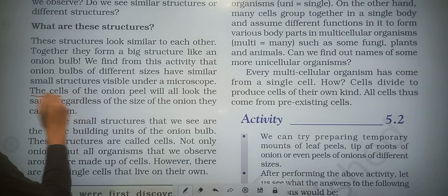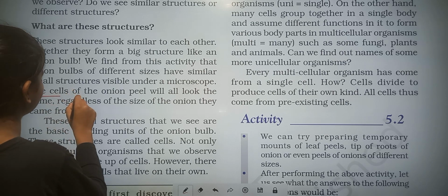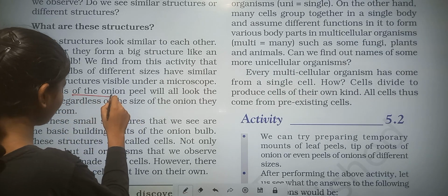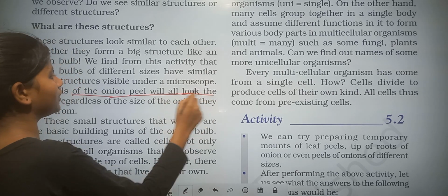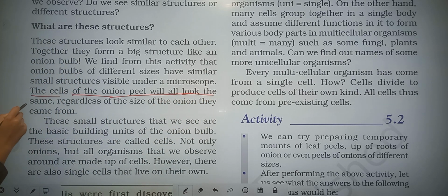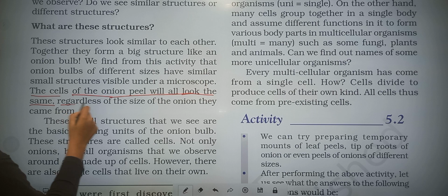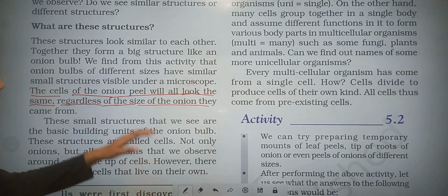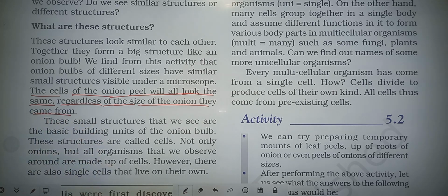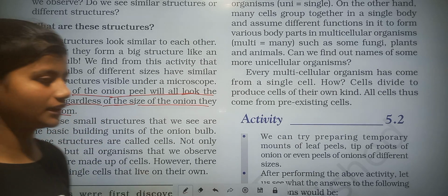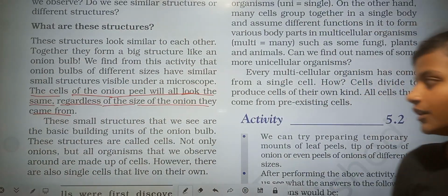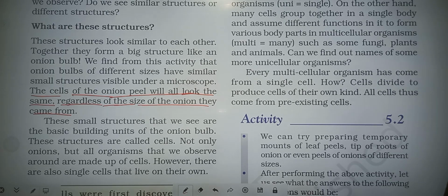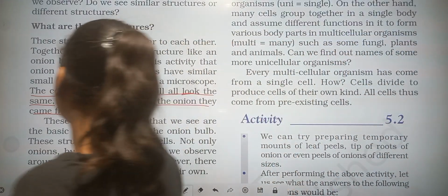The cells of the onion peel will look the same regardless of the size of the onion they came from.